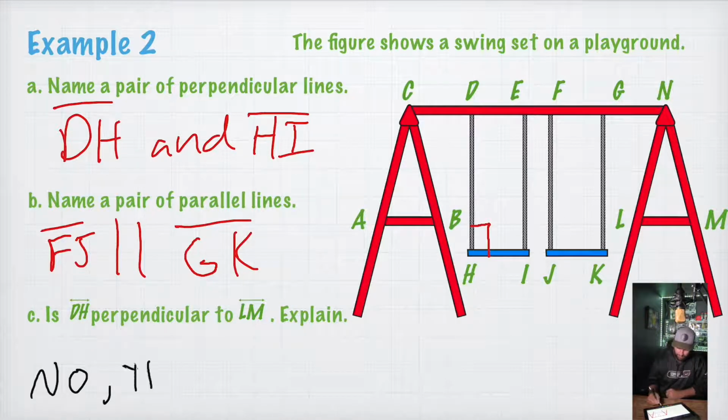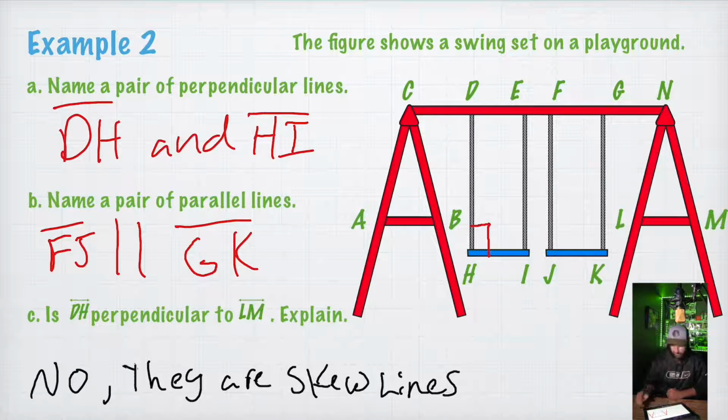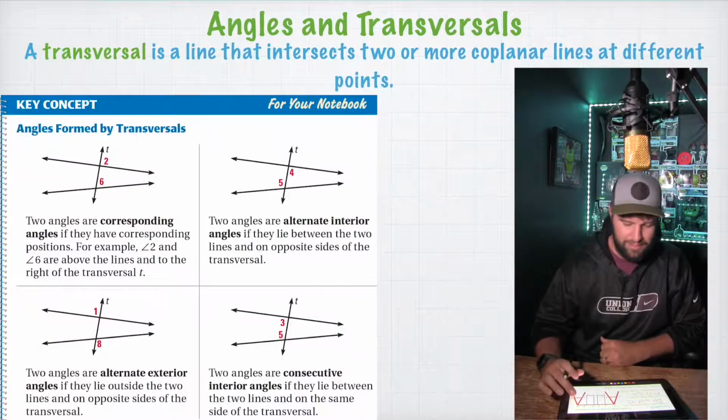So the answer would be no, they are skew lines. They would never intersect. I hope that makes sense. Feel free to ask me questions. Let's keep going.